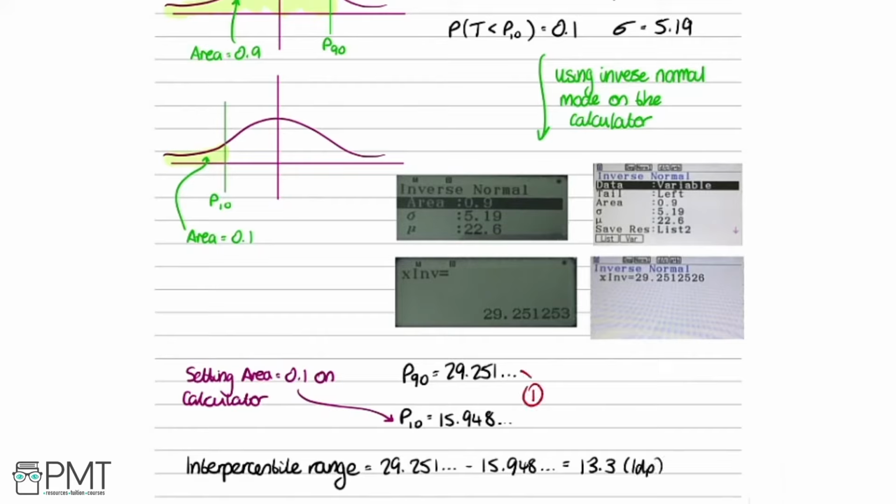So we get 1 mark here for working out both of these percentiles. We get a second mark here for taking the difference. And we get a final mark here for getting the correct answer of 13.3.